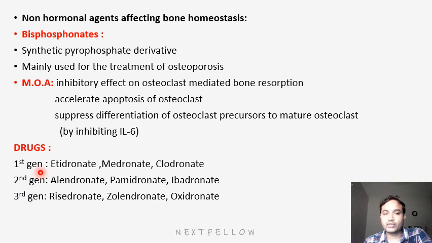In the first generation we have etidronate, medronate, clodronate. Second generation is very important: alendronate, pamidronate. Here most commonly we will use pamidronate. Next, third generation we have risedronate, zoledronate. In the third generation, zoledronate group drugs will be most commonly useful, because these mainly act on osteoclast only.